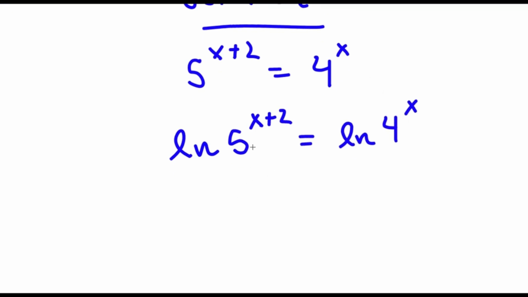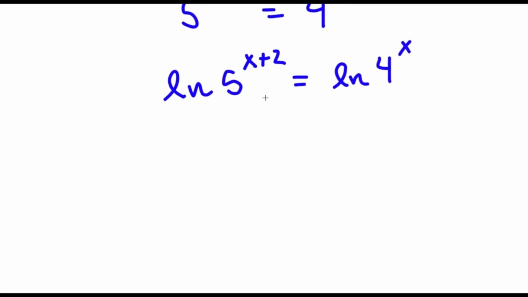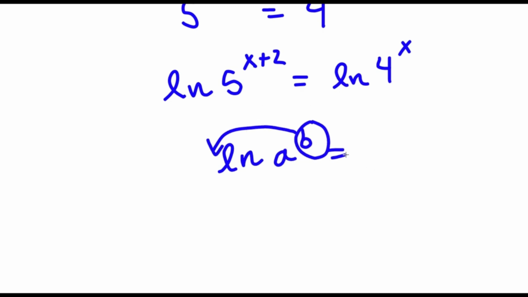Now, an important property of logarithms is that if I have something in the form ln a to the power of b, I can actually move this exponent b to the front of the logarithm. So this is going to equal b times ln a.